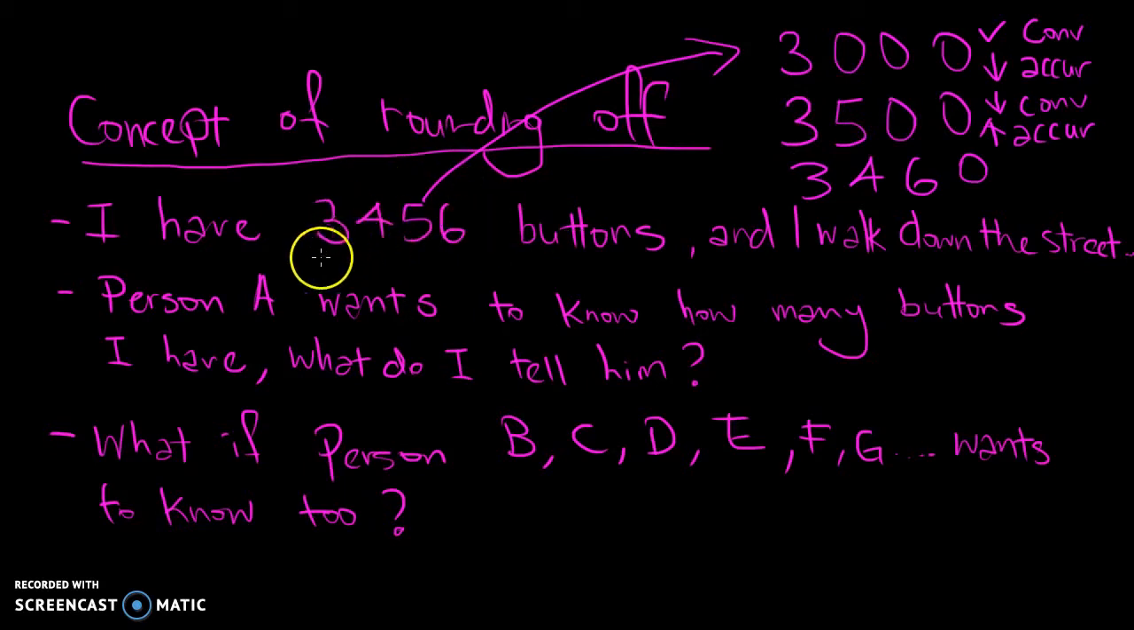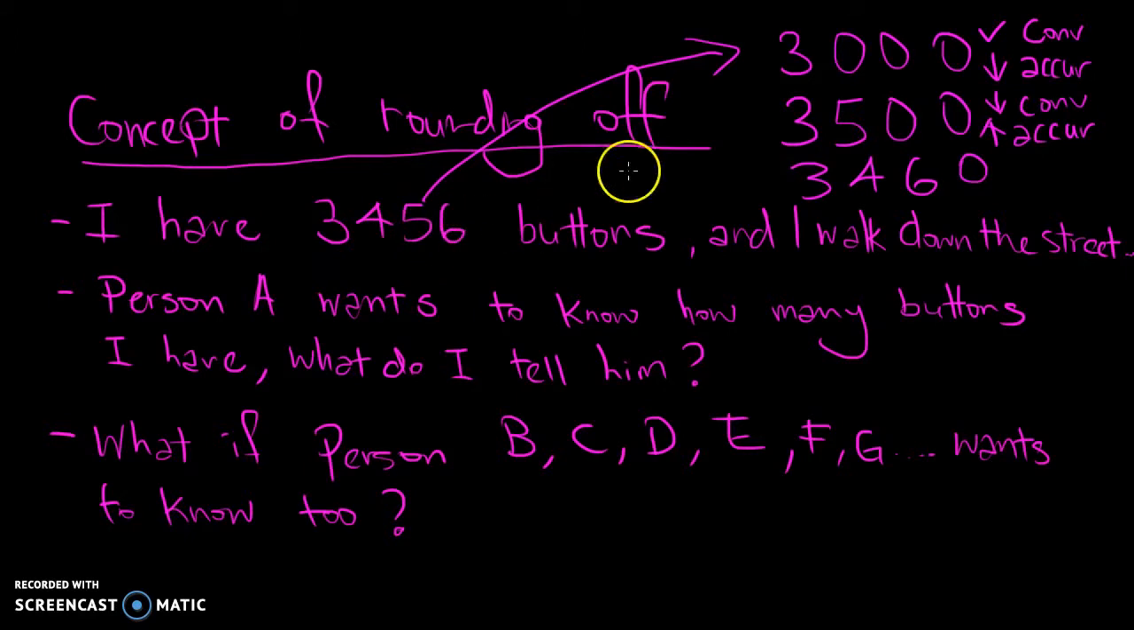This is 3,500, and this is 3,456. It's only about 44 buttons away from the actual number. But as you can see here, 3,000 is 456 buttons away from the actual number. Although it's convenient, it's so many more buttons away from the actual number, therefore it's less accurate. Whereas 3,500 is less convenient but more accurate.